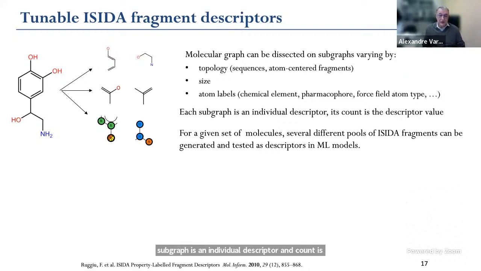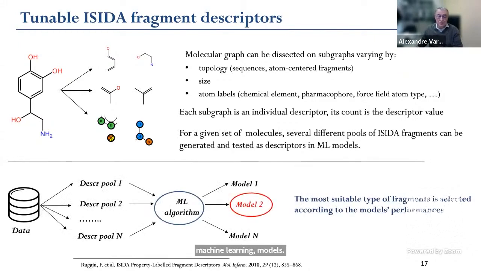And clearly, for a given set of molecules, we can generate several different pools of such descriptors, which could be tested as descriptors in machine learning models. And which descriptors are the best? In fact, we generate many types of descriptors, we apply all of them, and then the machine learning algorithm selects the best type of descriptors, or several types, which leads to the most performant models.